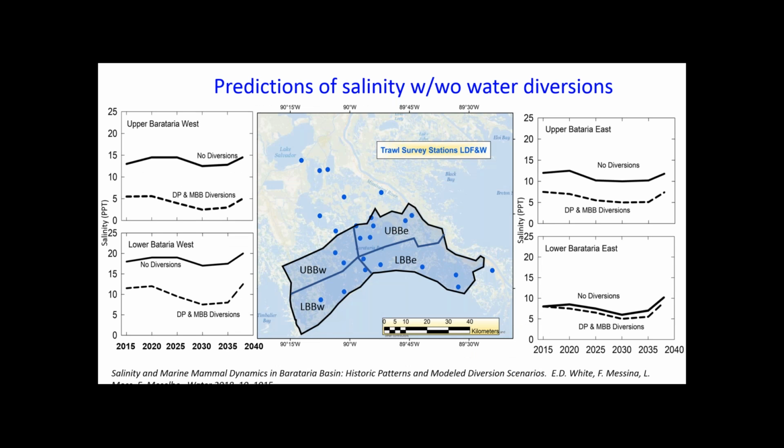And then these are predictions of what the salinity will do in various parts of the bay. And so you can see, for example, with and without diversions in this lower Barataria Bay area, that the salinities will go down fairly substantially up until 2035. And this is when sea level rise kicks in, in terms of flooding over some of the barrier islands.